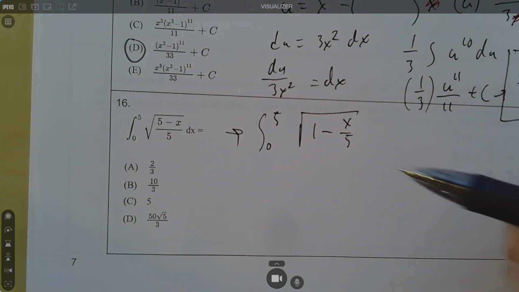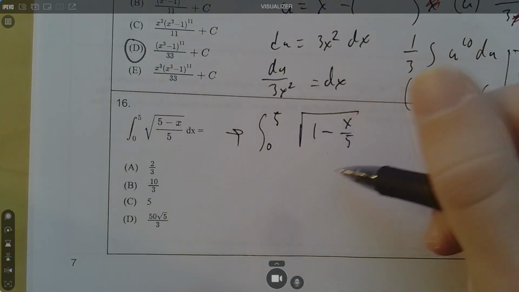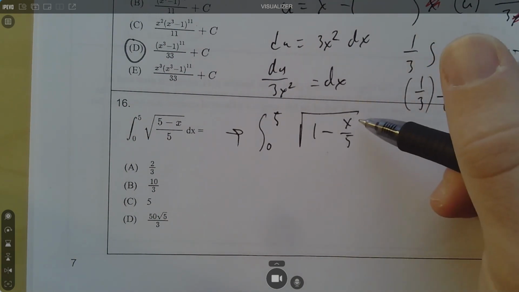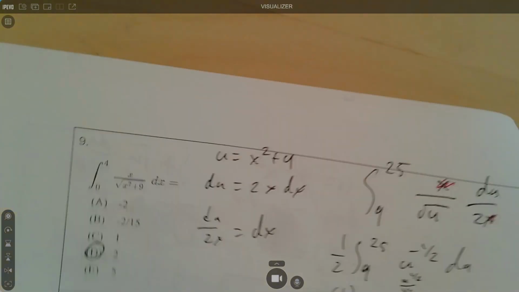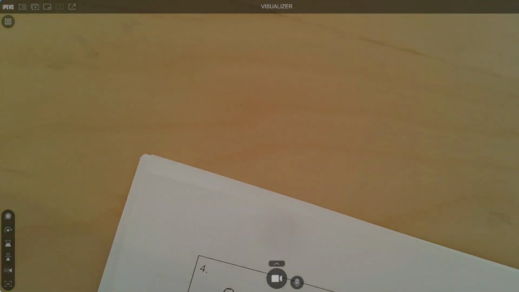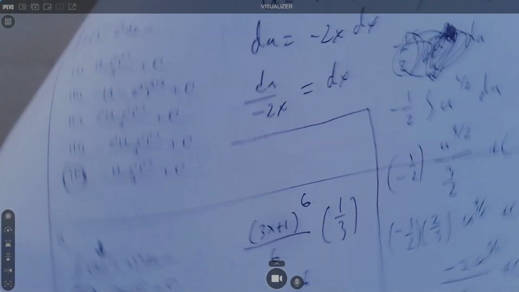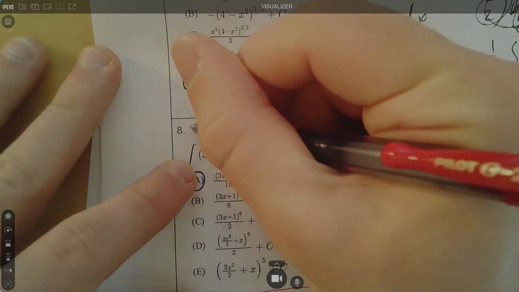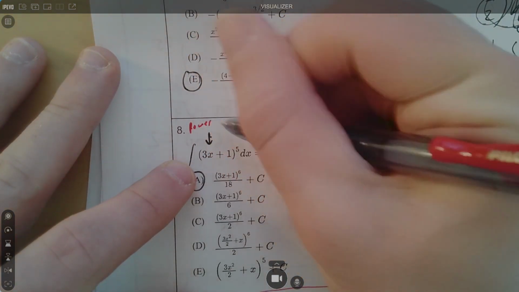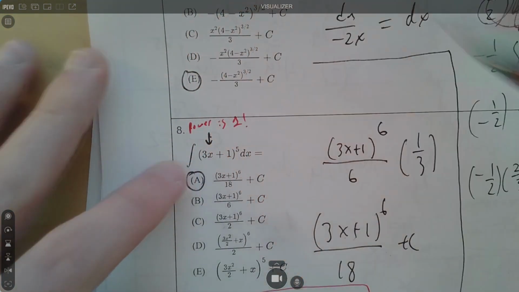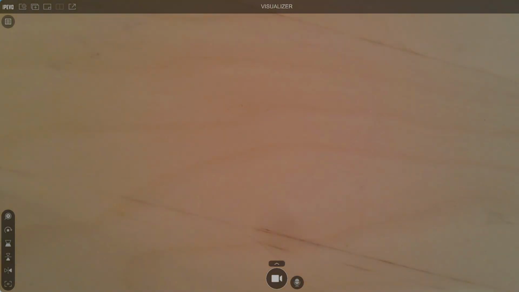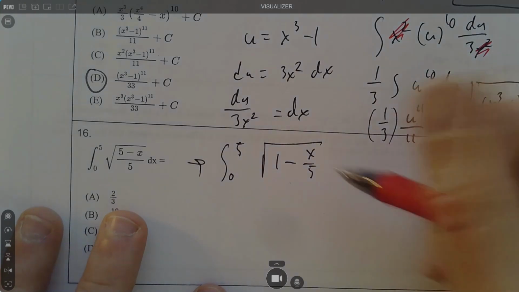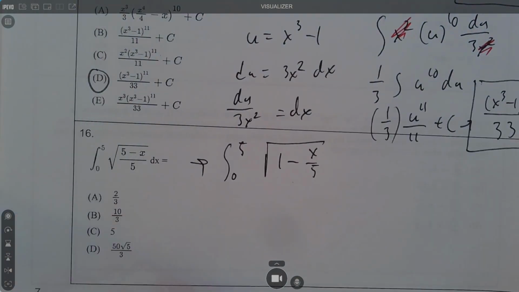And so, since this is like the other one, since the derivative of this does not have x in it, like the power is 1. It's kind of similar to this problem right here, 3x plus 1, where the power is 1. The power here is also 1. So I don't need to worry about u sub because there's nothing to cancel out.